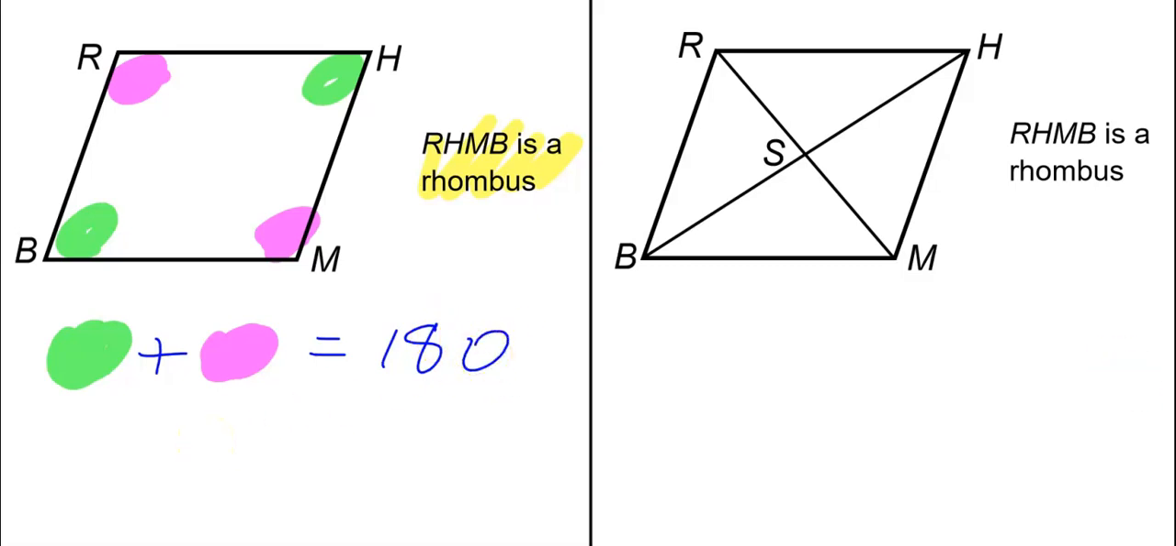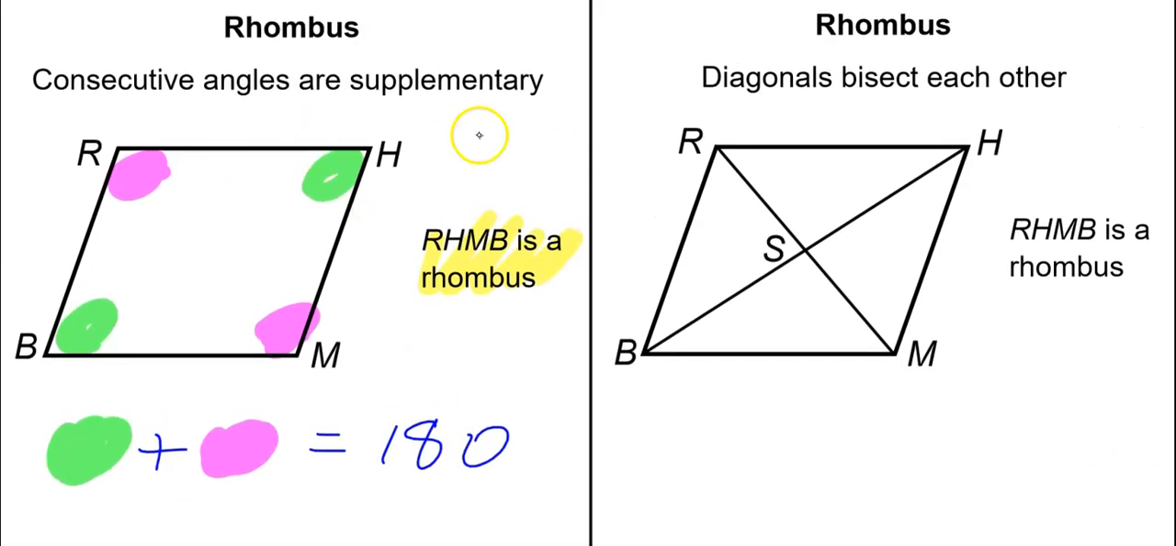Consecutive means that they are on the same side. Consecutive angles are supplementary. 2 angles on the bottom add up to 180. 2 angles on the right add up to 180. 2 angles on the top, 2 angles on the left, all add up to 180.